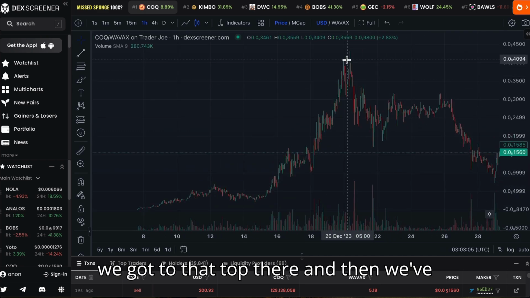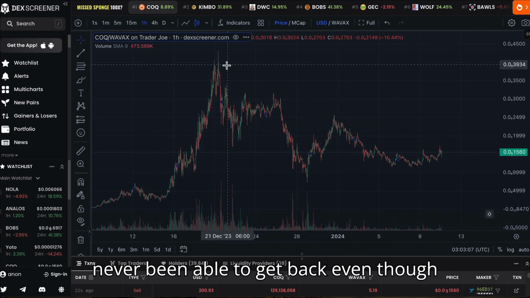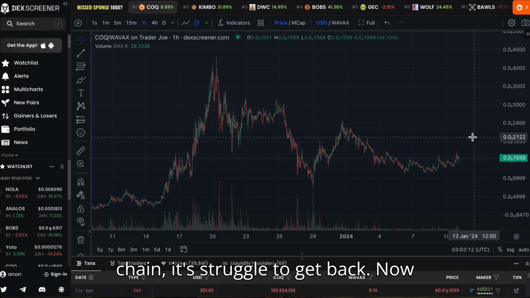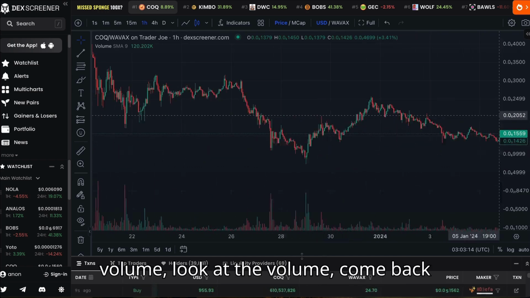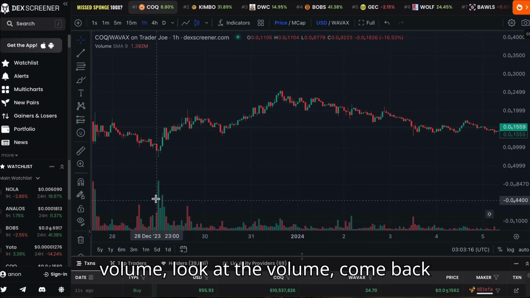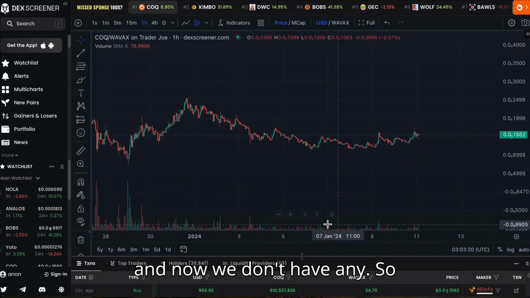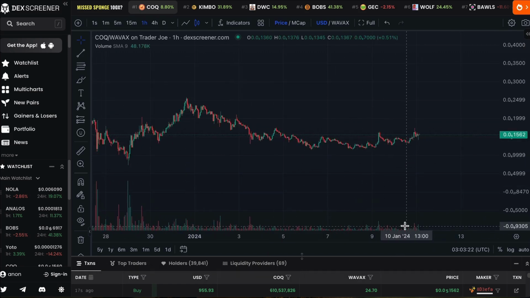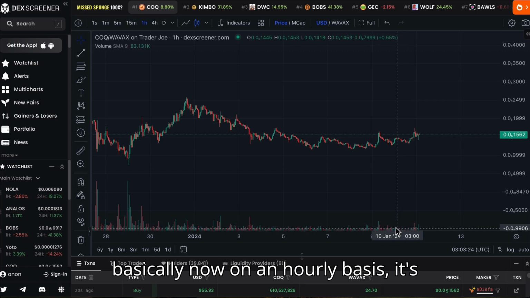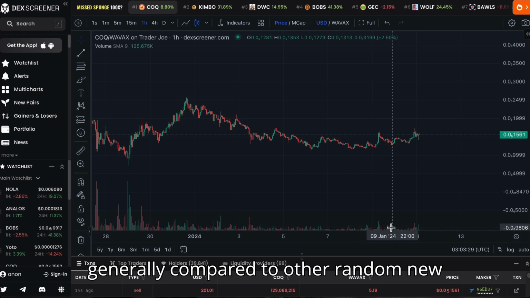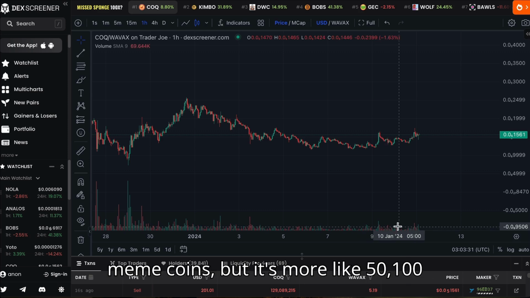But basically, we got to that top there, and then we've never been able to get back, even though this is like one of the best coins on the chain. It struggled to get back. Now, what do you think is going to get it back? Volume. Look at the volume come back in there, push this price up, and then we never got any follow through in volume, and now we don't have any. So basically now on an hourly basis, it's still trading a lot of volume generally compared to other random new meme coins, but it's more like 50,000, 100,000.